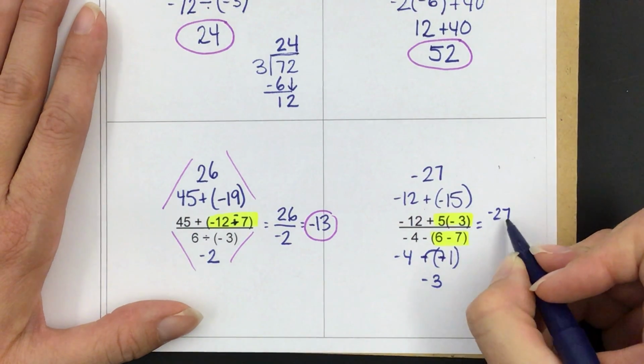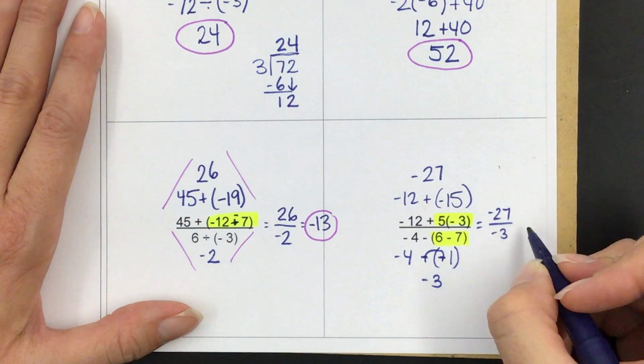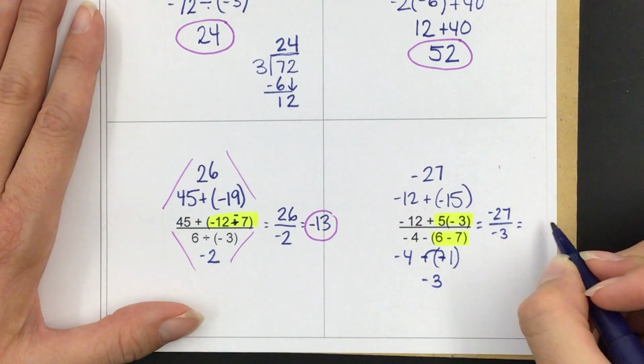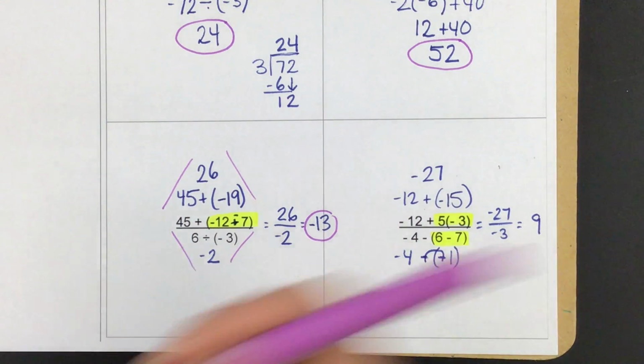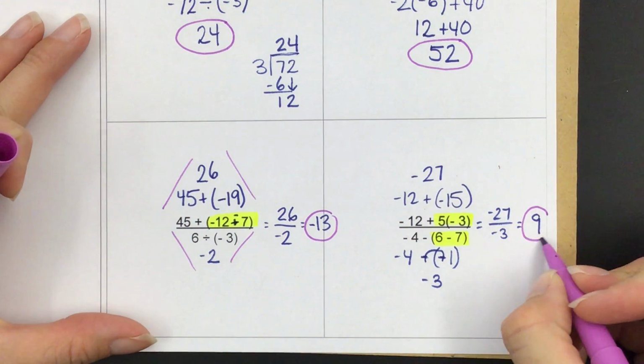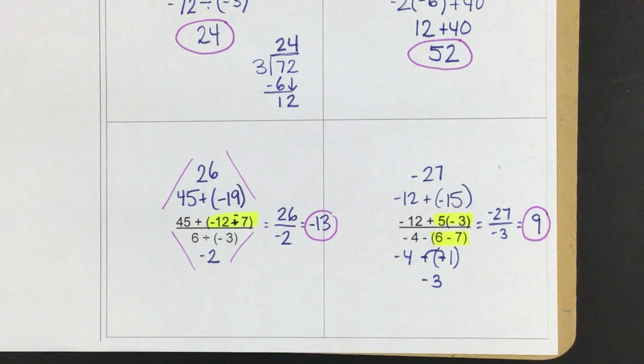So negative 27 divided by negative 3. Negative divided by negative is a positive. 27 divided by 3 is 9. So I would agree. I would say 9 is the answer there. Okay?